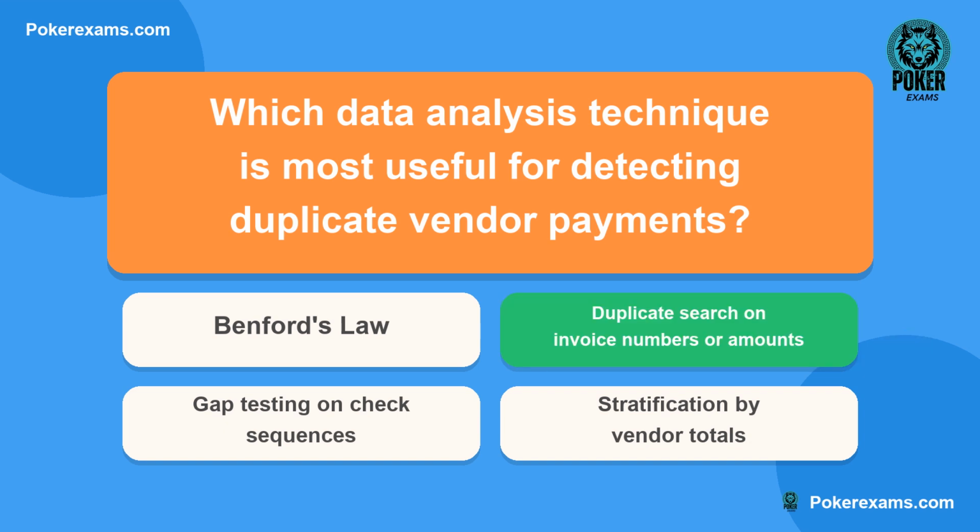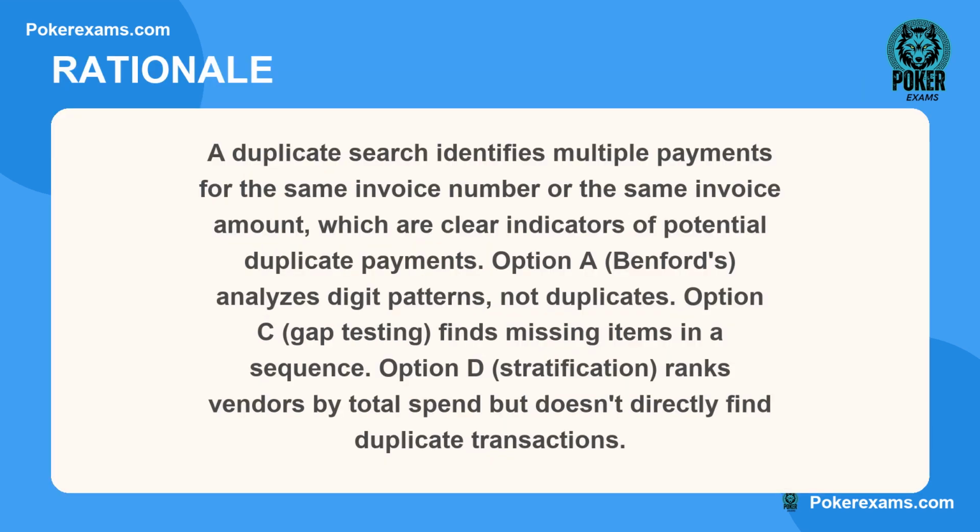The correct answer is B. Here is why. A duplicate search identifies multiple payments for the same invoice number or the same invoice amount, which are clear indicators of potential duplicate payments. Option A, Benford's, analyzes digit patterns, not duplicates. Option C, gap testing, finds missing items in a sequence. Option D, stratification, ranks vendors by total spend, but doesn't directly find duplicate transactions.